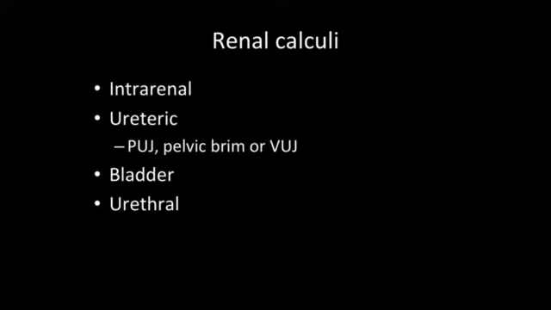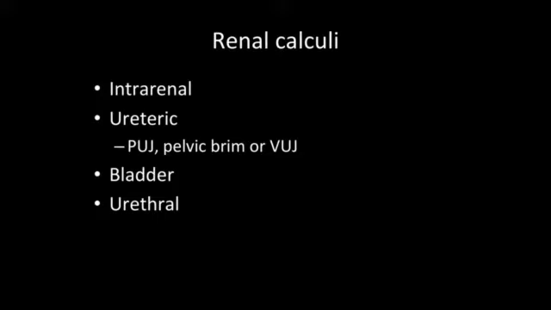Renal calculi obviously can be in the kidney, where they often don't cause too many problems, although can cause pain, bleeding, and risk of infection. You can get ureteric stones, which are the most common ones we see in the emergency department, patients presenting with renal colic, which can lodge either at the PUJ at the top end, halfway down or two-thirds of the way down at the pelvic brim, or at the distal end at the VUJ.